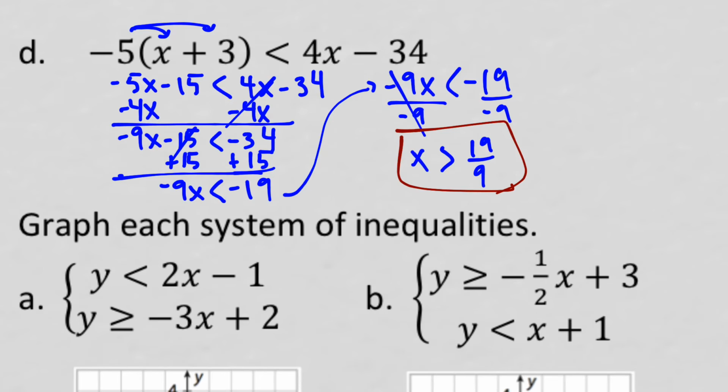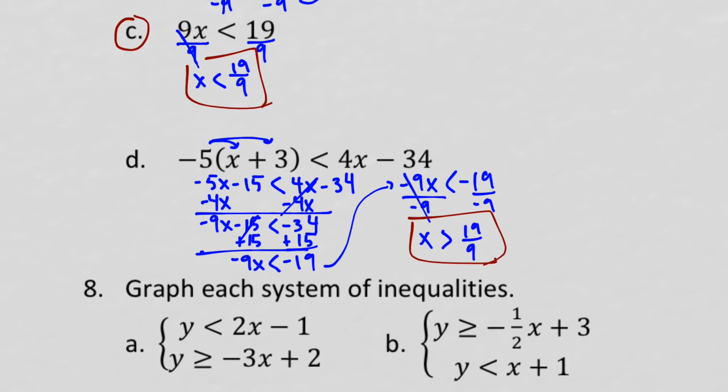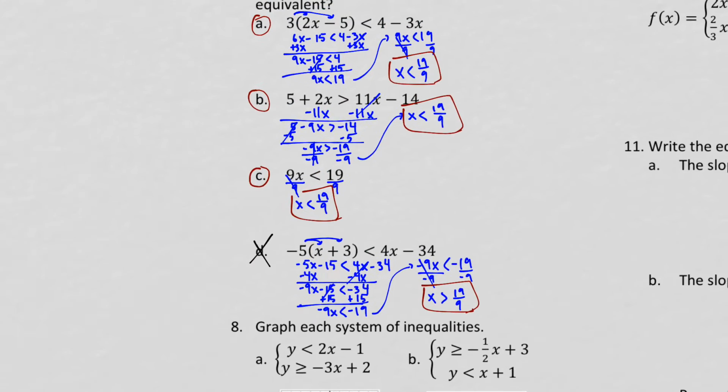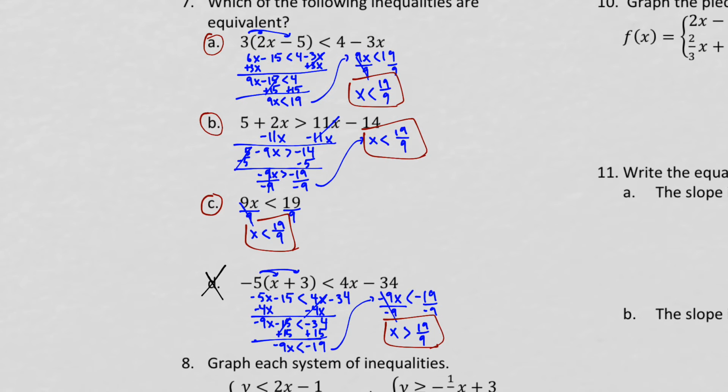And there it is. Compared to the other ones, it looks like it's the same, but it's not, right? This one's saying that x is greater than 19 over 9, so x is a big number. This is saying that x is less than 19 over 9, so x is a small number. So not D. So which ones are equivalent? A, B, and C, because they have the same solutions.